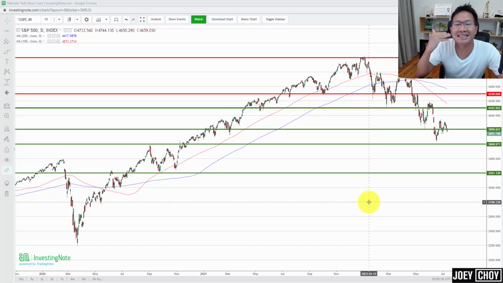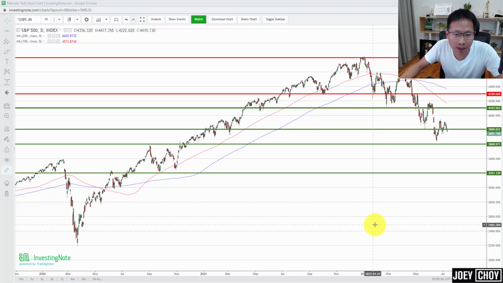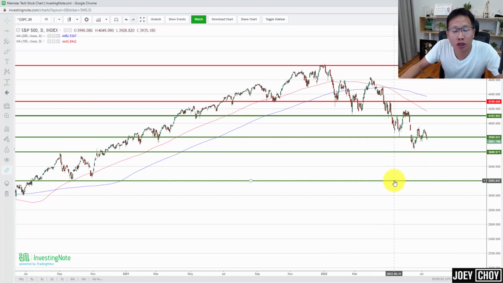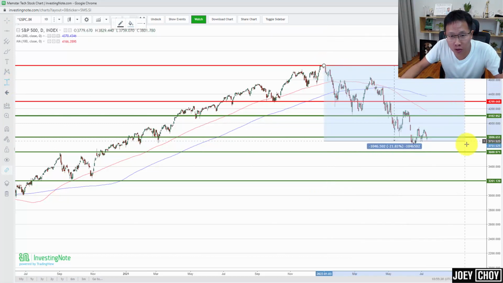So firstly, what is a bear market? Very simple, a bear market just means that it has fallen by 20% or more from its peak. So this is the S&P 500, and you can see that this was a peak we hit somewhere in January of the year, and it has sold off by about 22%. As long as it's more than 20%, it is what we call bear market territory.